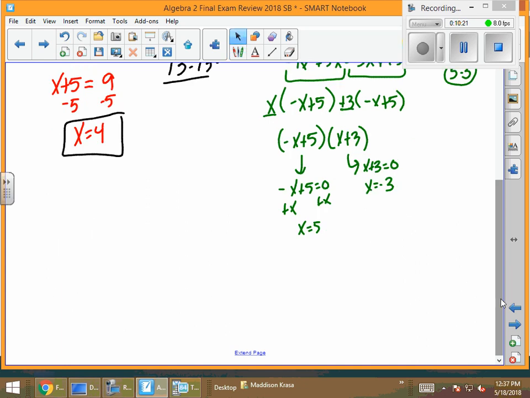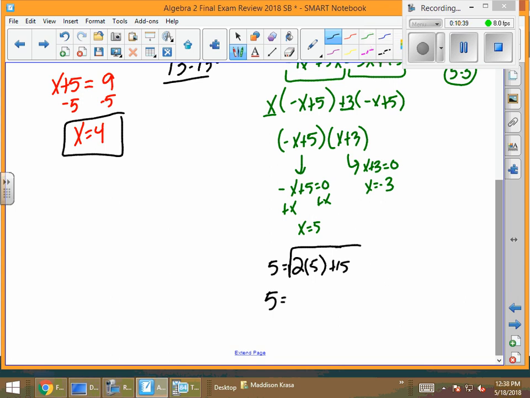Now we have to check both of those for extraneous solutions. So let's go ahead and check 5. So we'll have 5 equals radical 2 times 5 plus 15. All right, so we would get 10 plus 15. Oh yeah, 5 equals radical 25. That one works. That is a regular solution. We're good to go on that one.